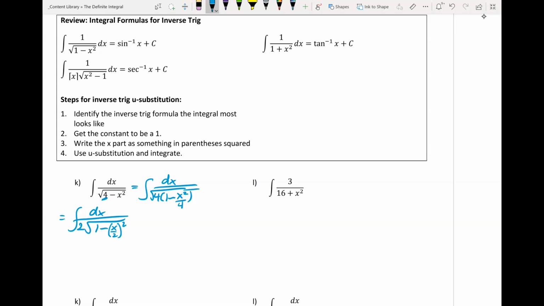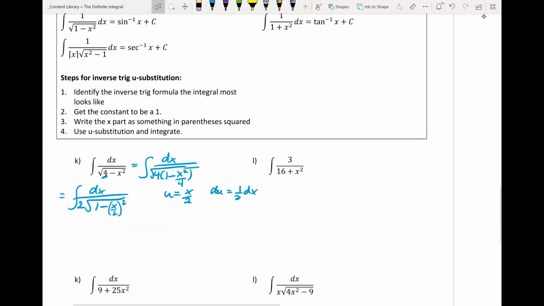Now we can assign our u for u sub. I'm going to let u be x over 2. Then du will be a half dx. In this case, I'm just going to leave it like that, and we are going to replace in terms of u. So our half dx can be replaced with du, and this will be 1 minus u squared.